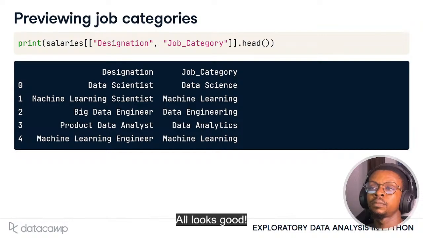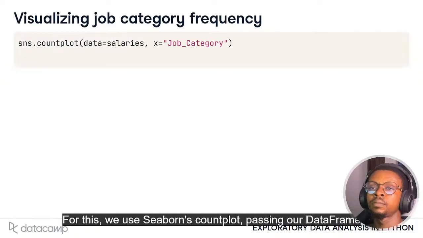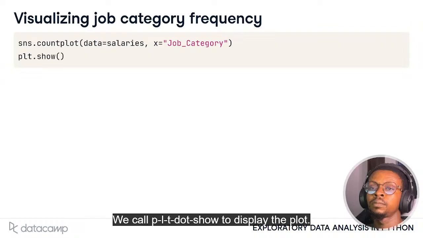All looks good. With our new column, we can visualize how many jobs fall under each category. For this, we use Seaborn's count plot, passing our data frame to the data keyword argument and the job category column to X. We call plt.show to display the plot.